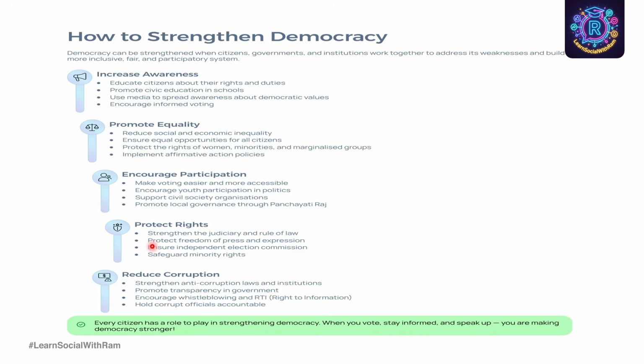The next step is we have to protect our rights. Rights and freedoms must be protected. Strong institutions are necessary, for example, judiciary, election commission, etc. Then we should try to reduce corruption. Transparency and accountability are important. Corruption must be reduced. This improves democracy. Overall, to strengthen democracy, we have to increase awareness, promote equality, encourage participation, protect rights, as well as reduce corruption.